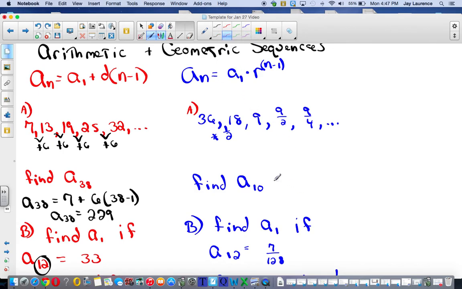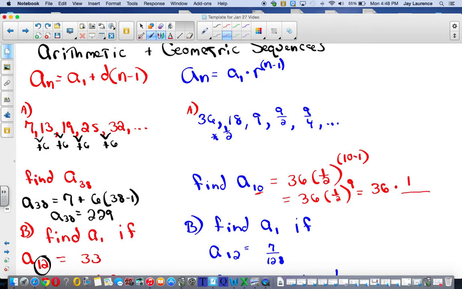So a sub 10, we're just going to plug in the formula. A sub 1 is 36. R is 1/2, the common ratio, times a half, and to the power of 10 minus 1. Where did I get the 10 from? Right there. So this is the same as 36 times 1/2 to the 9th power, which is 36 times 1 over, is that 512? Let me see, 2 to the 9th power. Yeah, 1 over 512. All right, well, I simplify that.